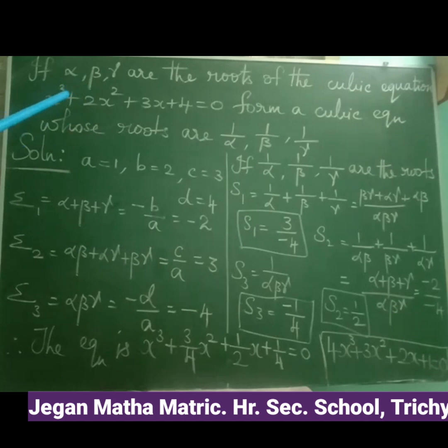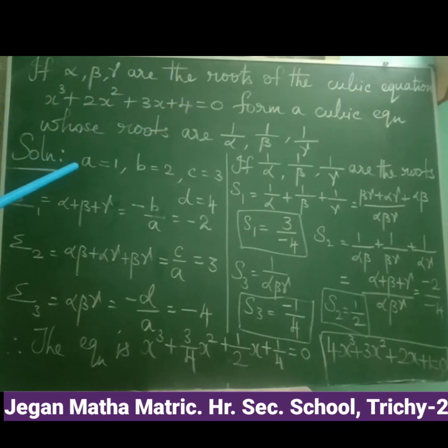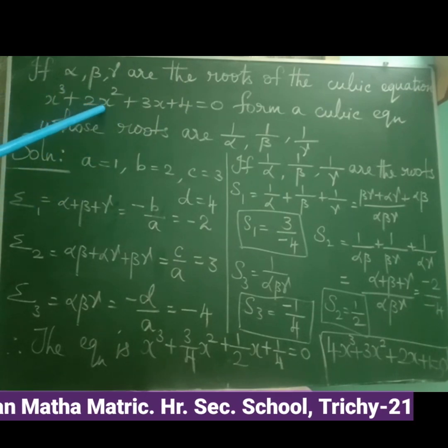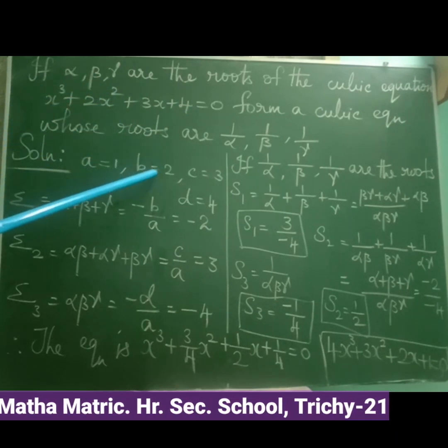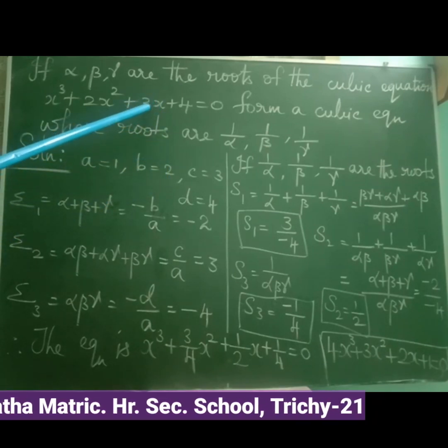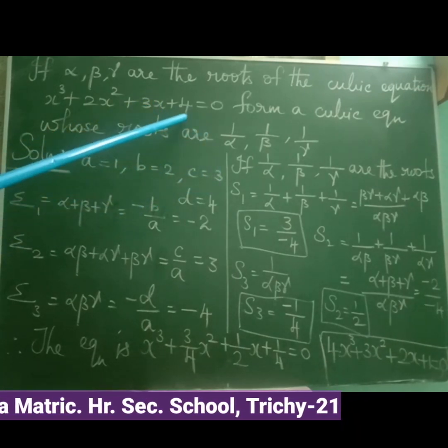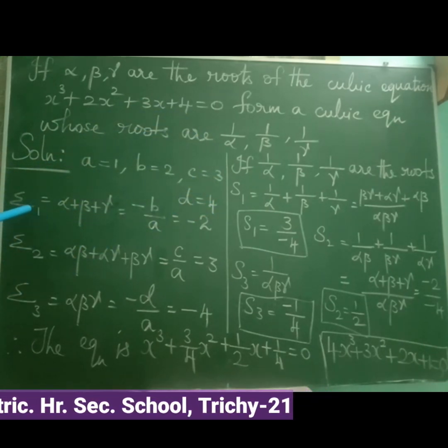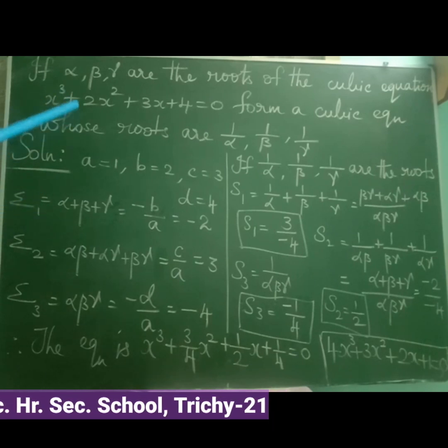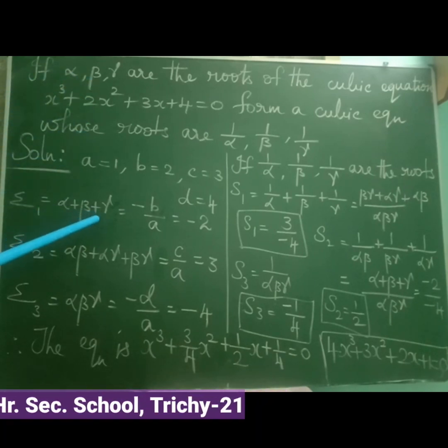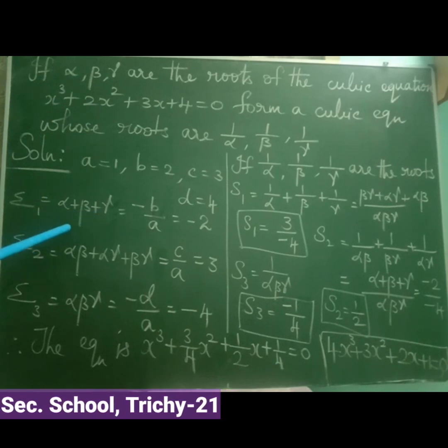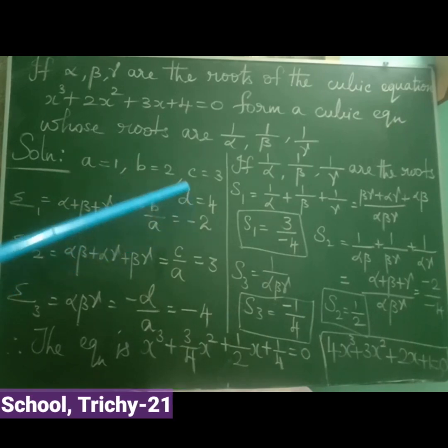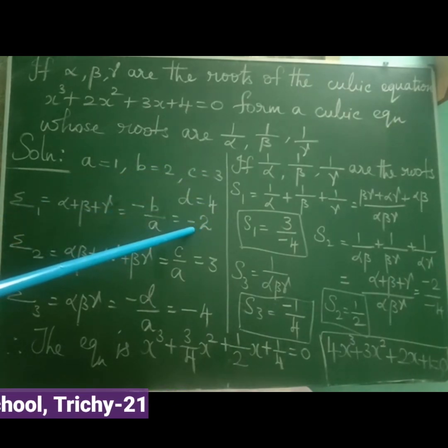So first, from the equation we write the constants. a is the coefficient of x cube, which is 1. Coefficient of x square is 2, therefore b is equal to 2. Coefficient of x is 3, therefore c is equal to 3, and the constant d equal to 4. First summation: the sum of each root separately, alpha plus beta plus gamma. The formula is minus b by a. When substituting these values, we get minus 2.